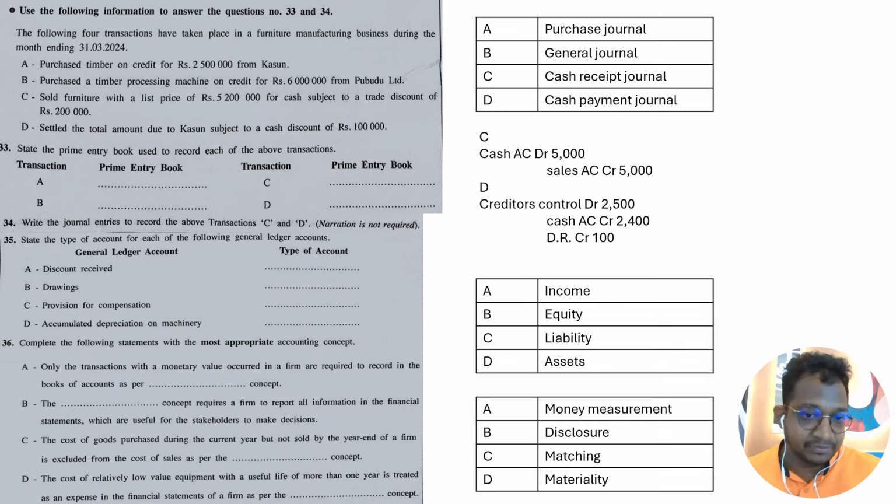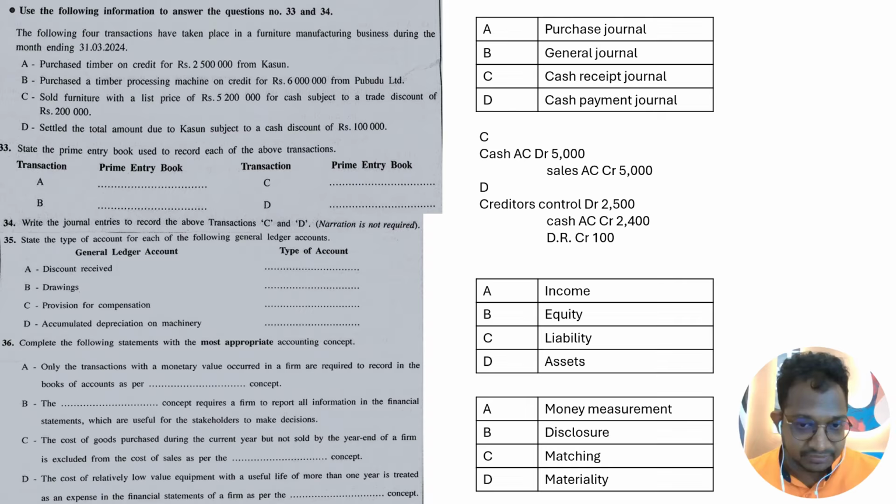35. State the type of account for each of the following general ledger accounts. So discount received is an income account. Drawings is an equity account, but drawings has a negative effect. So normally when the equity account increases it should be credited. But in this case, drawings has a negative effect, but it is an equity account. Provision for compensation is a liability account, and accumulated depreciation of machinery is an asset account. It also has a minus, which means the negative effect on the asset.